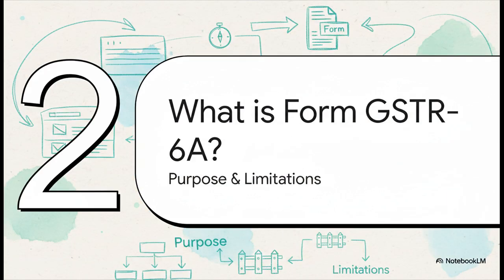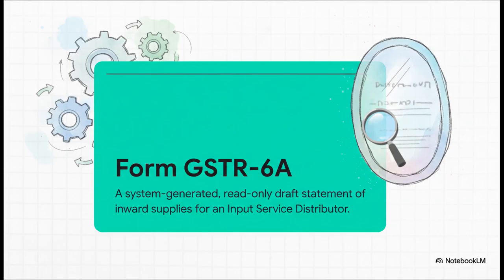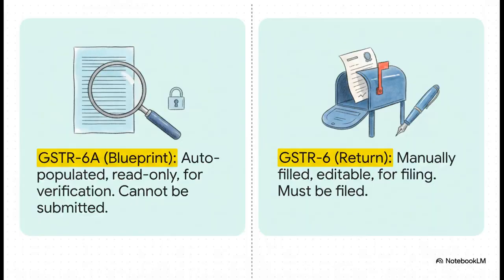First things first, what in the world is this form really? Let's get a super clear definition of its purpose and especially its limitations, because trust me, understanding those limitations is half the battle. So here it is, the official breakdown. GSTR-6A is a system-generated read-only draft. The two key phrases there are system-generated, meaning you don't create it, the GST portal does, and read-only, which means you can't change it. Its only job is to be a mirror, reflecting what your suppliers have uploaded in their own GSTR-1 returns.